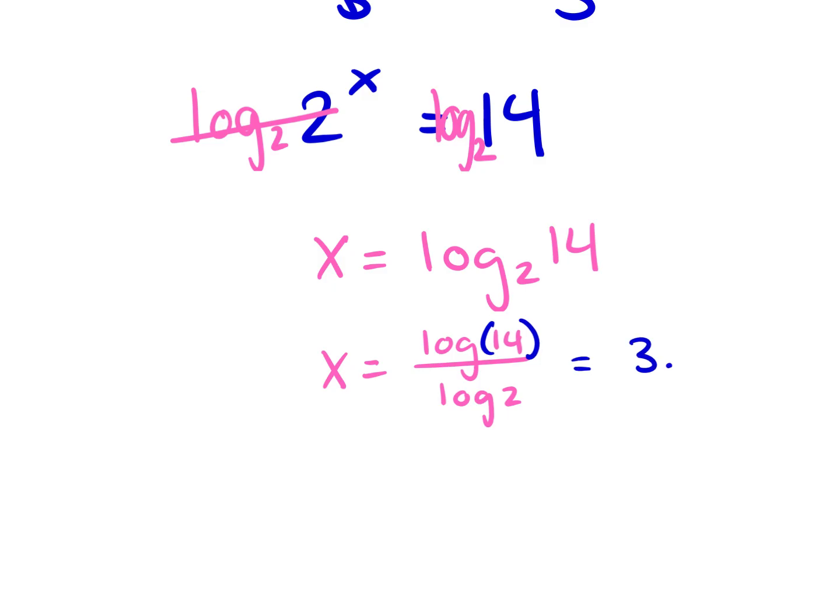So you should get 3.8073. 3 tells us that we keep it the same. So 3.807.